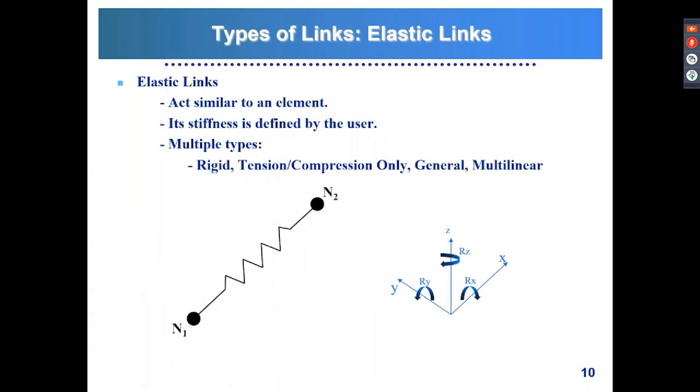So like I said, elastic links act similar to an element. So in that sense, you can only connect two nodes with an elastic link. So you're going to have two nodes, and instead of having an element connecting those two nodes, you're going to have an elastic link with the stiffness that you assign to that link.